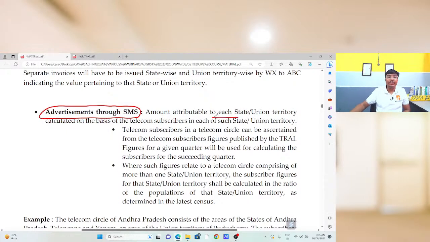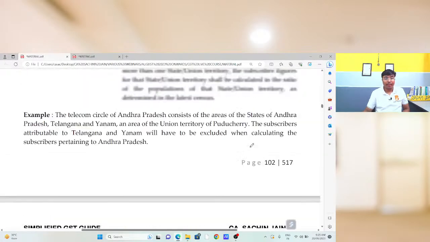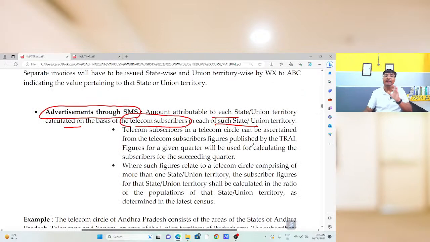Amount attributable to each state and union territory is calculated on the basis of telecom subscribers in each state and union territory, and the telecom subscriber report can be generated through technical software. So this is the specific situation related to advertisement services to central government, state government, union territory. Approximately 14 situations, different examples we had covered. This advertisement services is okay for each and everyone.